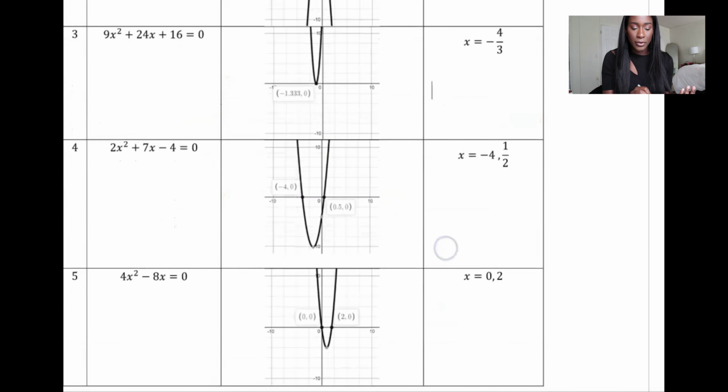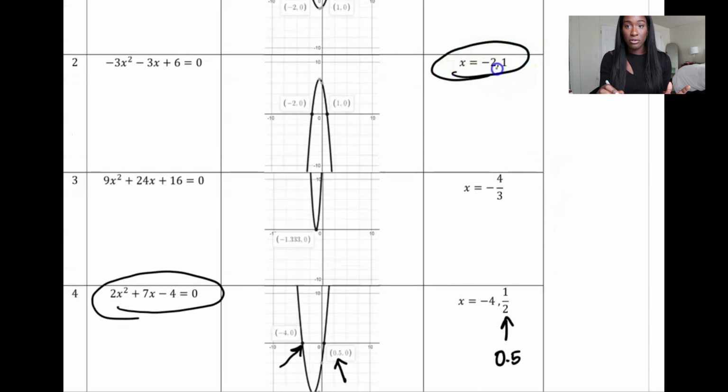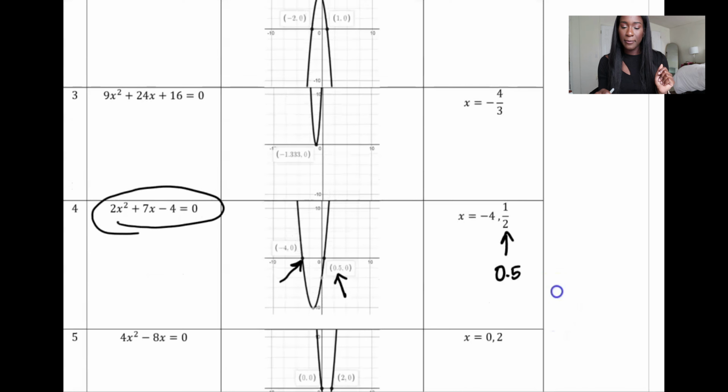Here's another example of a quadratic equation that has two solutions, negative 4 and 0.5. 0.5 is just a half, so I just wrote it as a fraction over there. So sometimes the solutions are integers, whole numbers, and sometimes the solutions are fractions. What's up with that?